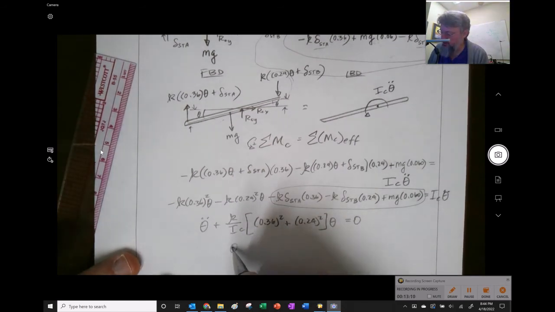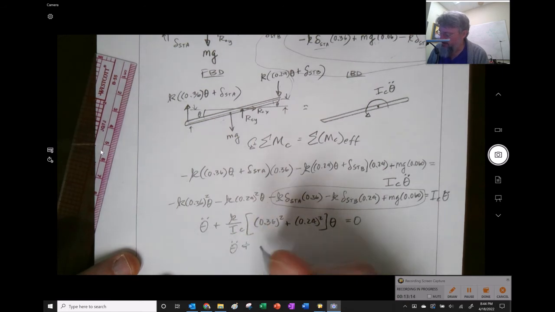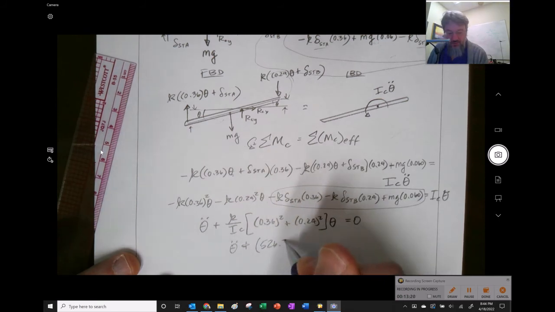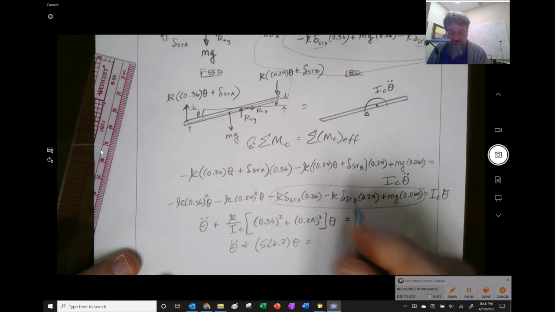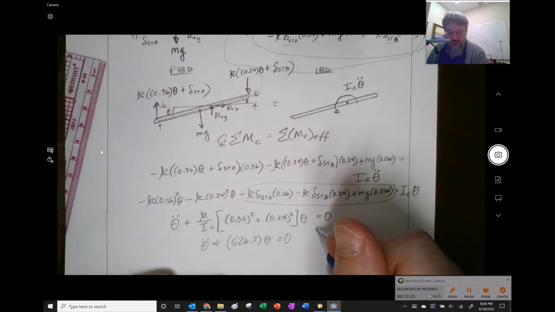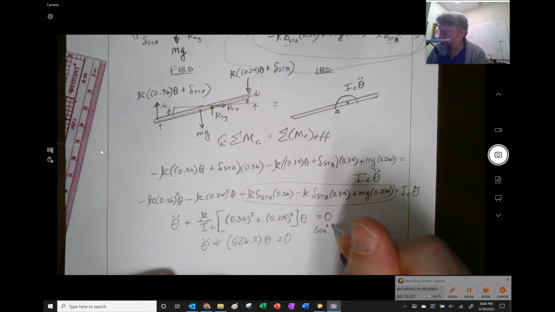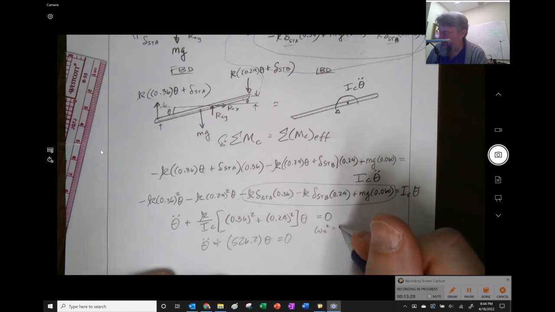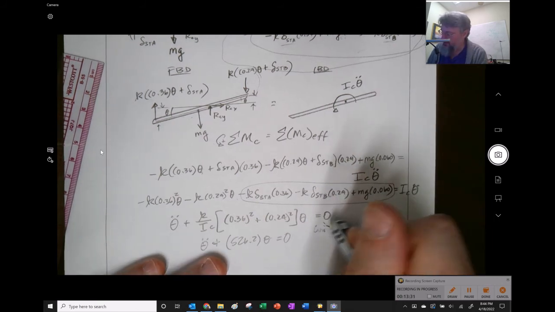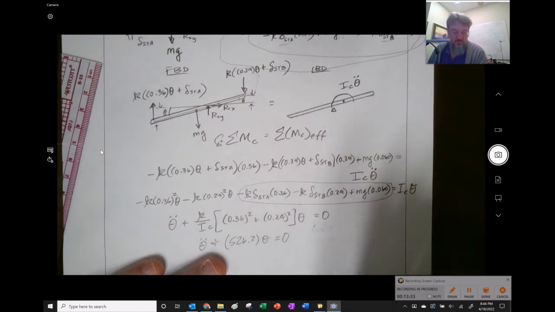And so what we're left with here is, the stuff inside here is going to be 526.2 theta equals 0. Therefore, the natural frequency squared is 526. So we don't need that. We'll just get the natural frequency. All right.